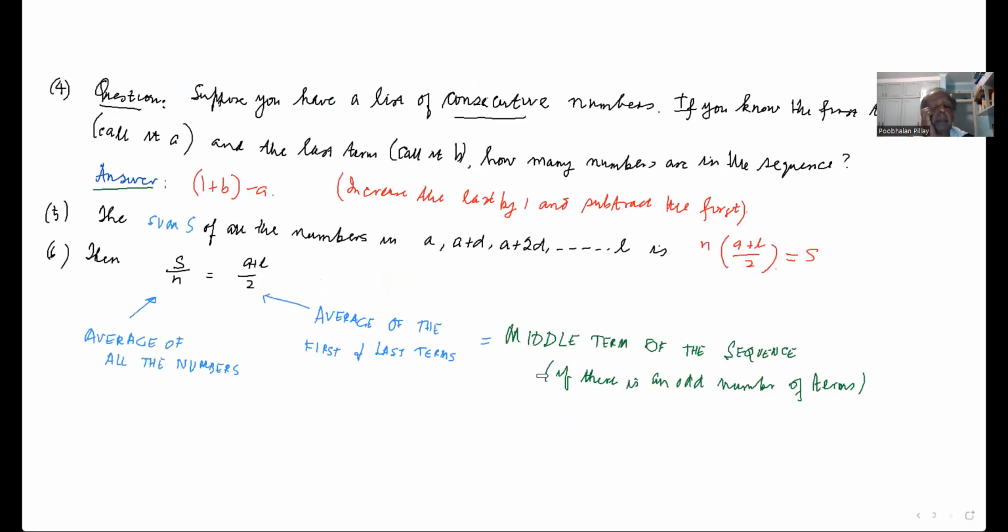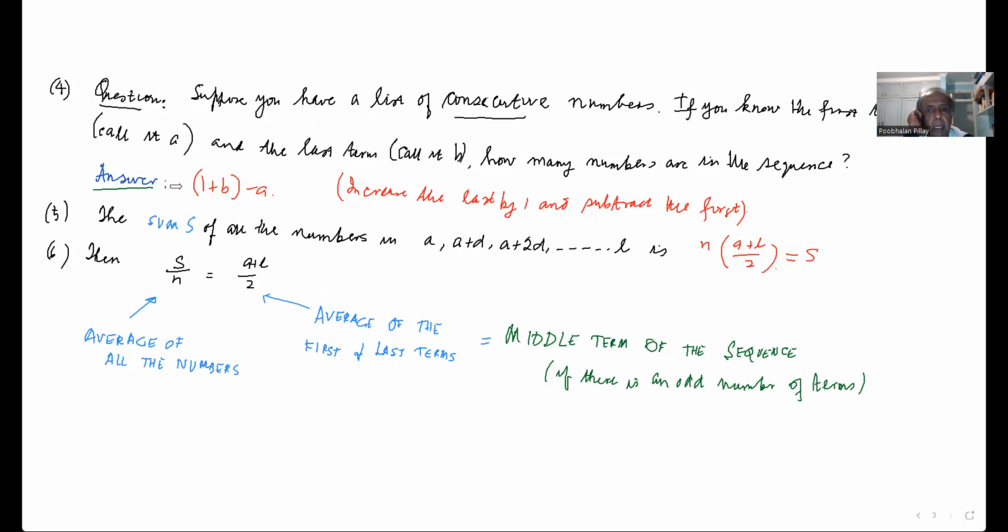All right, suppose we ask the question: if you've got a list of consecutive numbers, right? Consecutive numbers are like 5, 6, 7, 8, one after the other. If you know the first term, let's call it A, and you know the last term, call it B, how many numbers are there in that sequence?